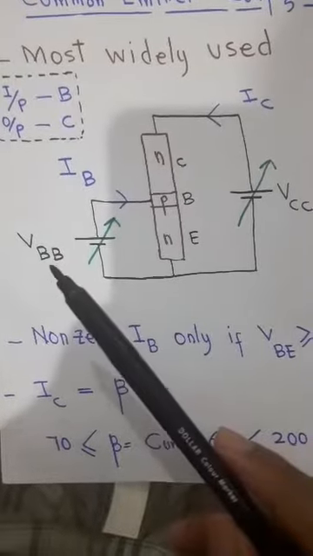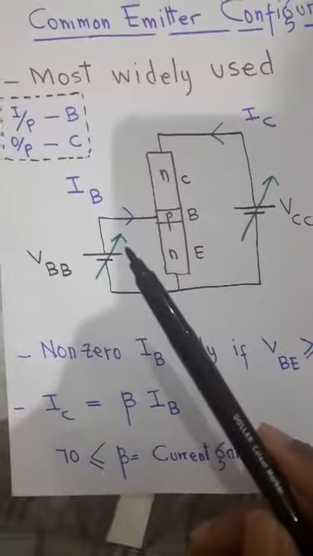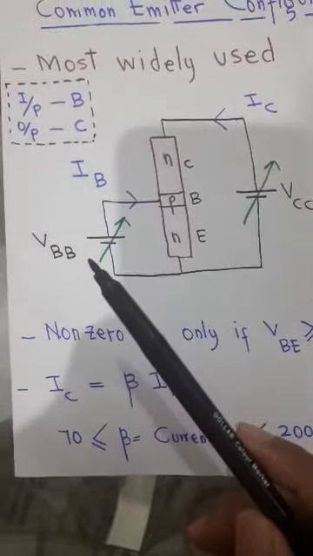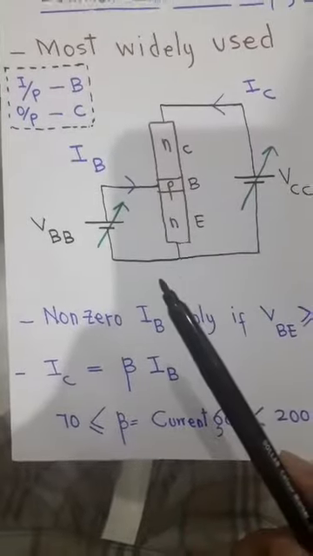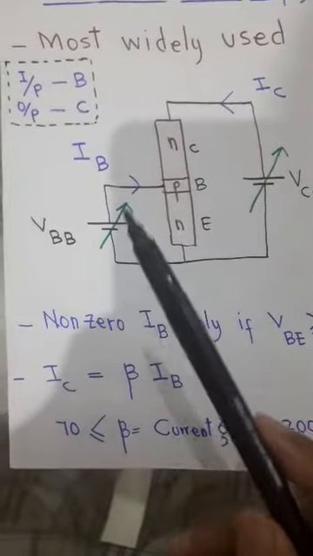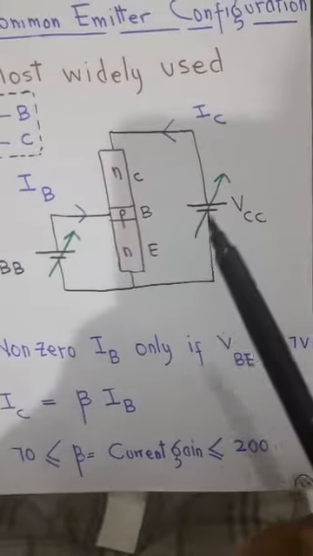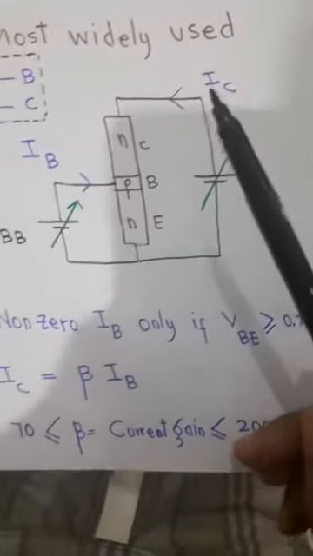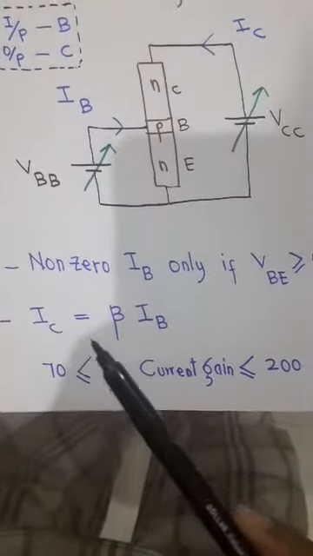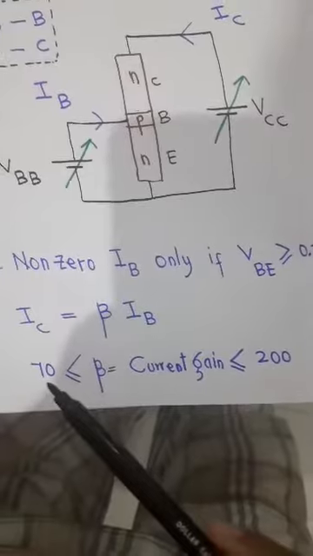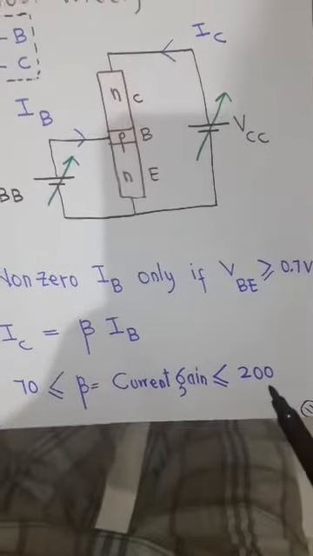As VBB is around 0.7 volts if it is silicon, and it is mostly silicon, the base emitter junction is forward biased and an IB sets up. This IB gives rise to IC, and IC is beta times IB, where beta is the current gain and has a value between 70 and 200. 100 is a typical value for beta.